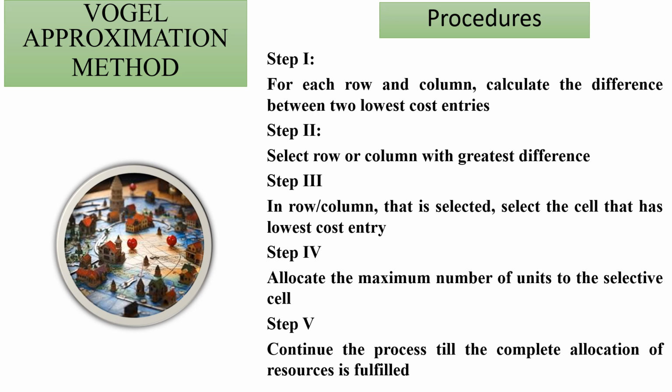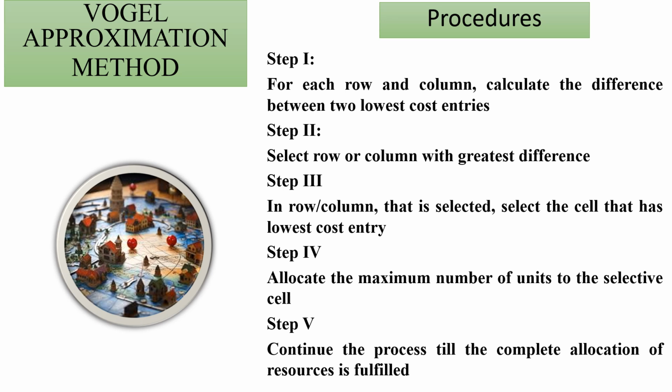Just like in the northwest corner method, the objective is that you have to choose the northwest cell. In the least cost method, you have to choose the least per unit cost cell. Whereas in the Vogel approximation method, there are different steps you have to go through.